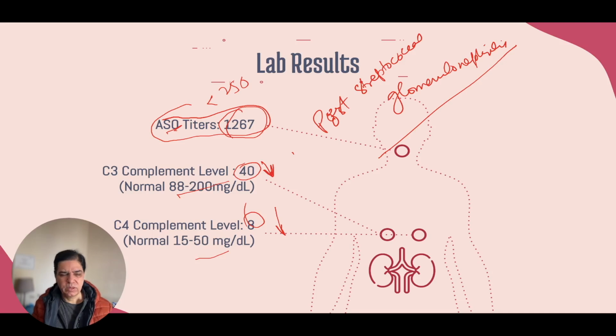Anyhow, most of the time the ASO titers would be raised, especially if the illness has been going on for, let's say, 2-3 weeks, but in the early phases they might be normal. You might have to repeat it after some time, but the complement levels would be down. So that clarifies that this is a case of post-streptococcal glomerulonephritis caused by nephrogenic strains of Streptococcus pyogenes causing a skin infection known as ecthyma.